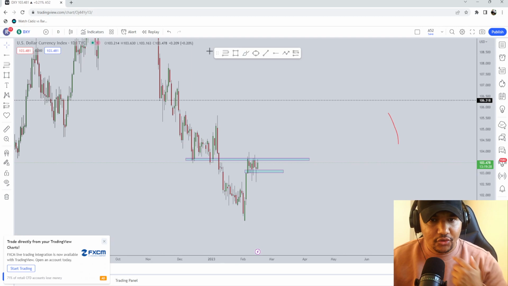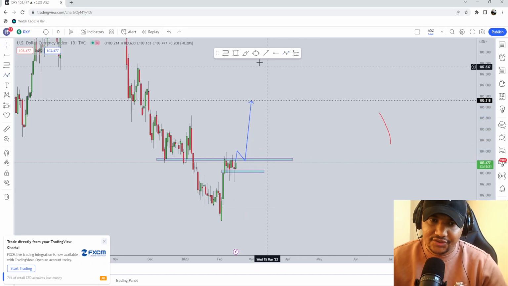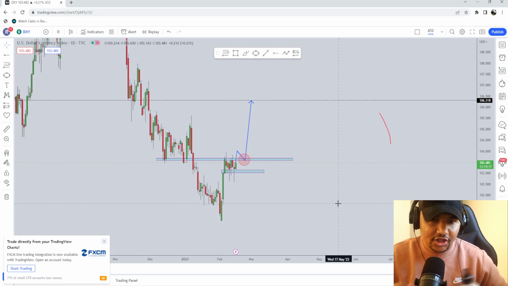Now, like I said before, I do expect the dollar to increase in value, and the best way to approach this is wait for a clear break above that. On the retest, you can definitely start looking for buying opportunities on the dollar index there as well.